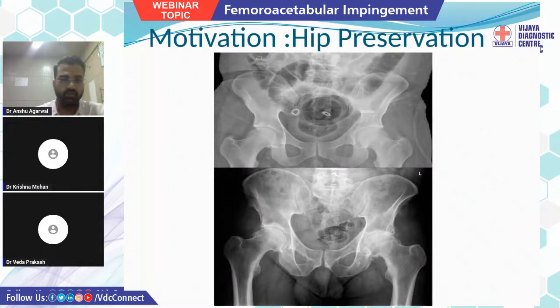So, what is the motivation behind diagnosing this? This is an X-ray of a young adult with a cam deformity. Right now, this patient does not have any osteoarthritic changes. But if this patient is left untreated, the second X-ray shows that the patient has developed severe osteoarthritic changes and now things become difficult. So if diagnosed early, we can save the patient from getting into severe osteoarthritic changes, which might be very difficult to treat.